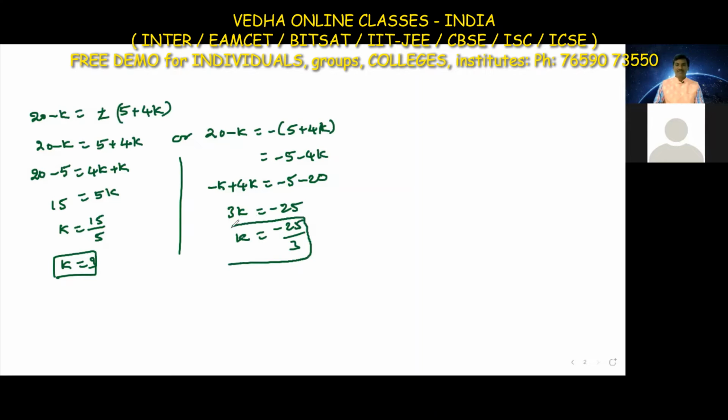So what is the final answer? Therefore, the required values of k are 3 and minus 25 by 3. Either 3 or minus 25 by 3. This is the required solution.